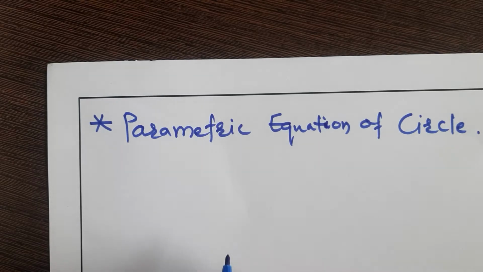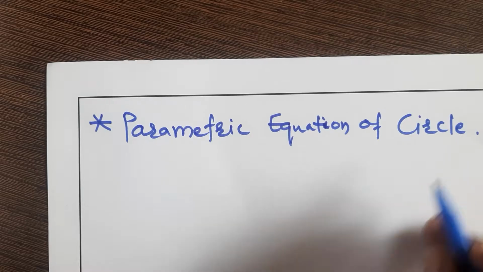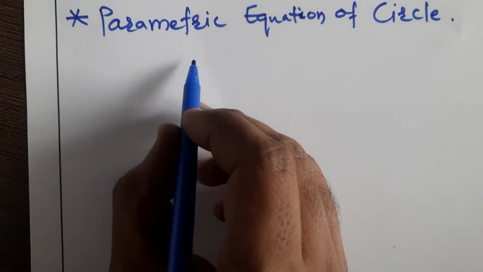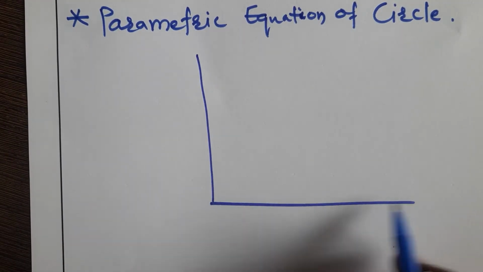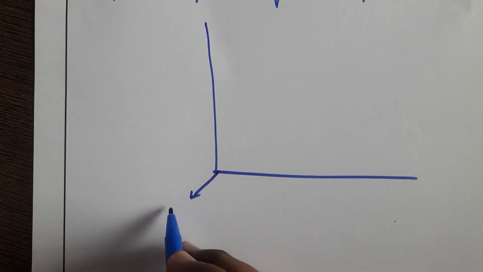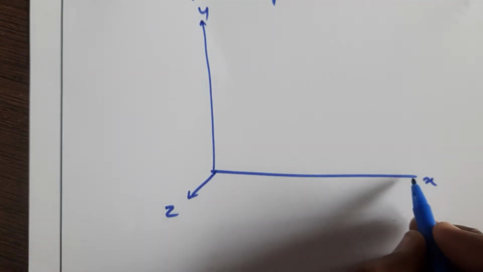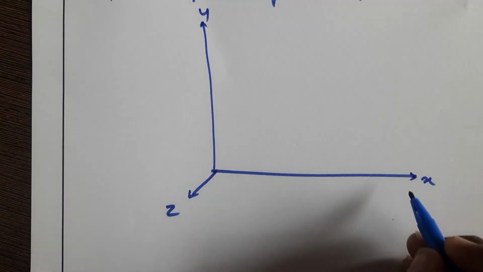Hello everyone. So in this video, we will see the parametric equation of circle. So let us consider a 2D circle, or you can consider three planes X, Y, Z, and here a circle is there.